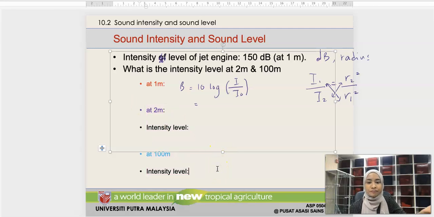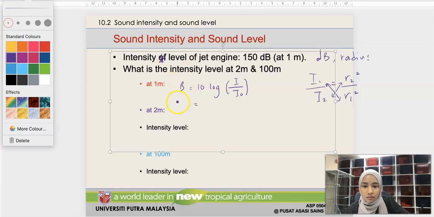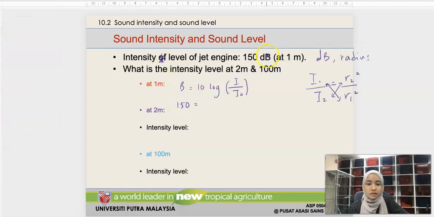So that is 150. I have 150 dB. I don't want the radius yet. I just want to convert it to intensity first. So 150 equals 10 log of I over I naught. I naught is 1 times 10 to the minus 12.